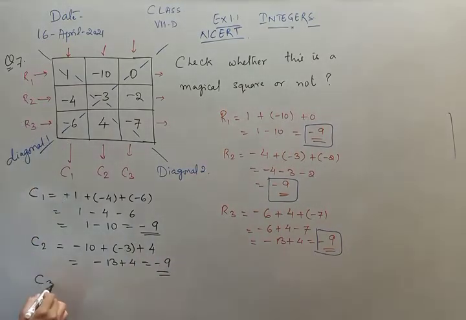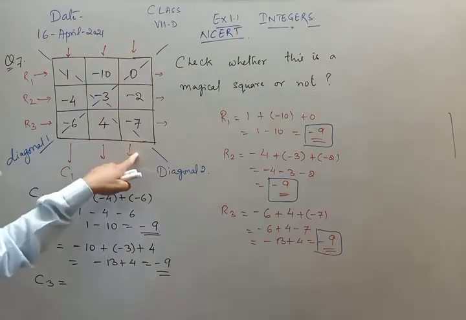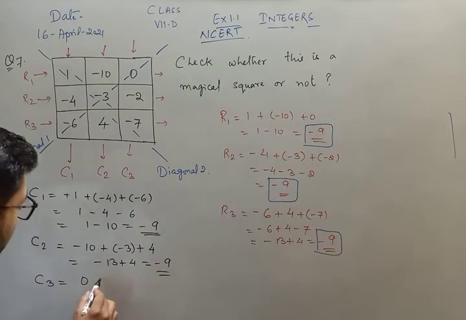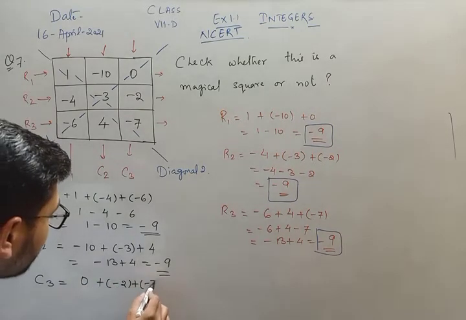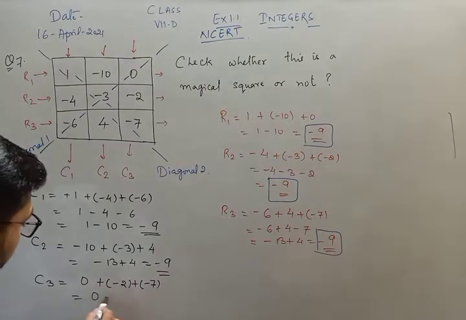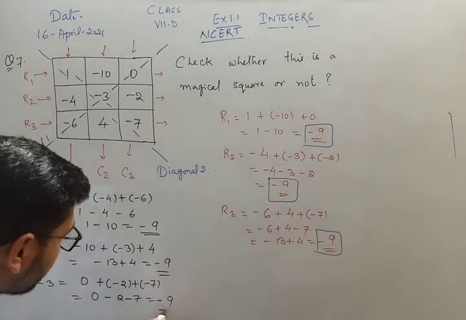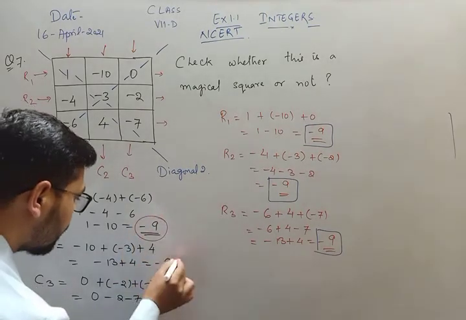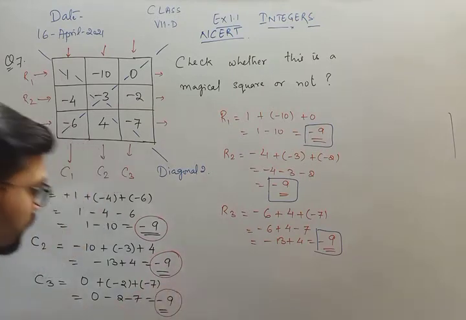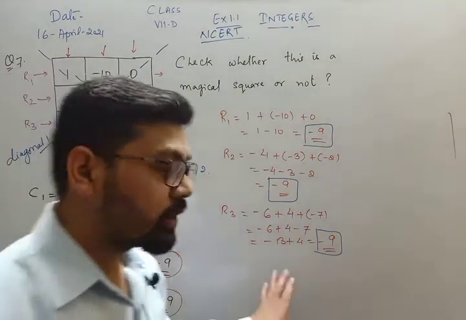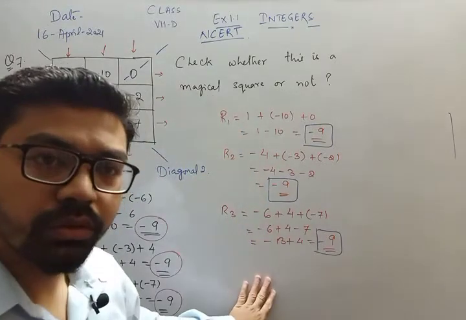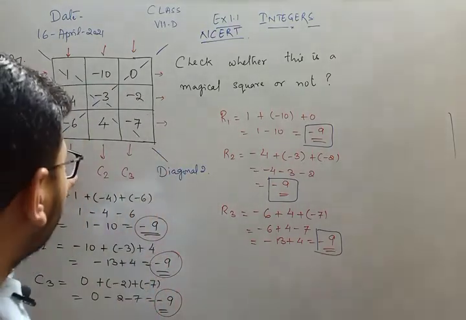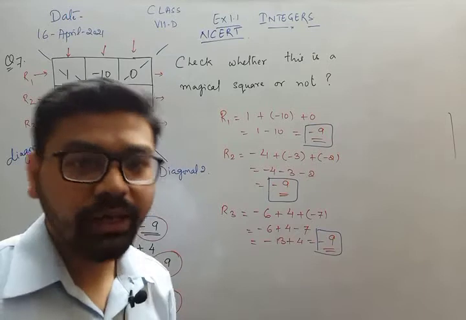Similarly, I need to check whether the summation of elements given in column 3 is equal to minus 9 or not. So 0 plus minus 2 plus minus 7. So 0 minus 2 minus 7 is equal to minus 9. Again I get the same result. Minus 9, minus 9, minus 9. Okay, so up to this point, it is clear that the summation of all the rows and all the columns is equal to minus 9. Now the last thing that I need to check is the summation of all the elements given in diagonal 1 and diagonal 2. Okay.